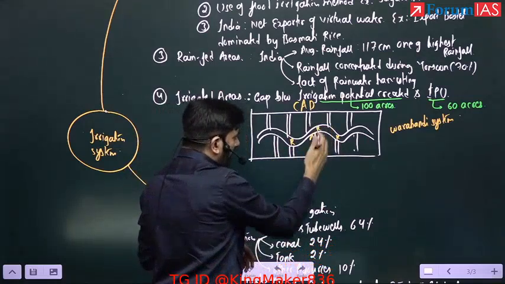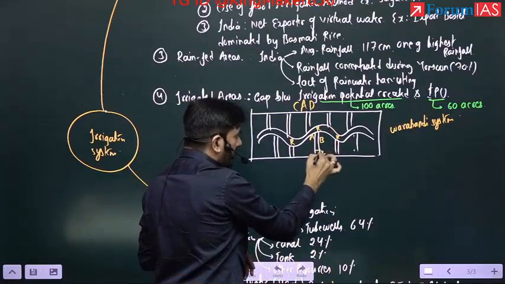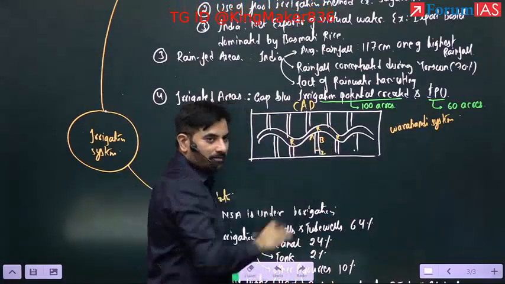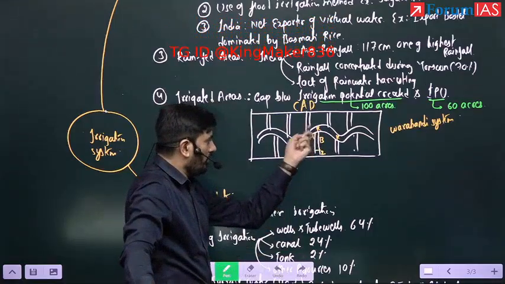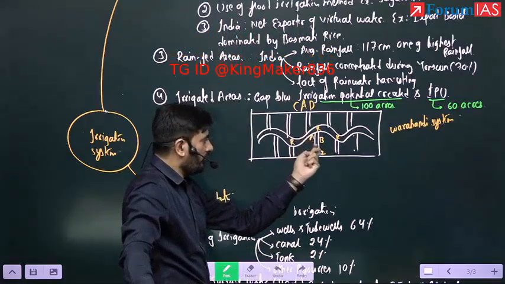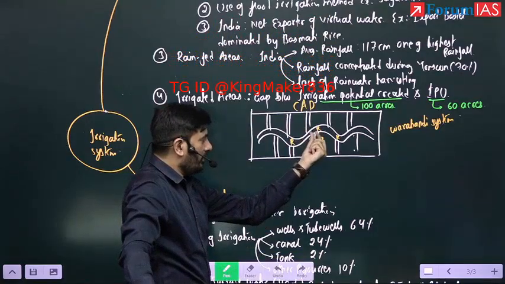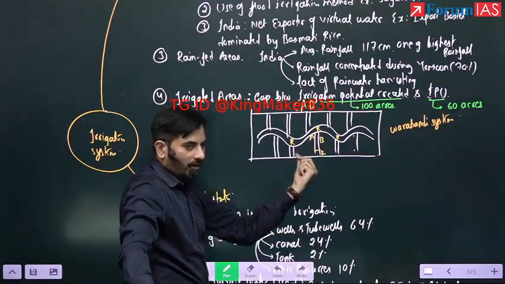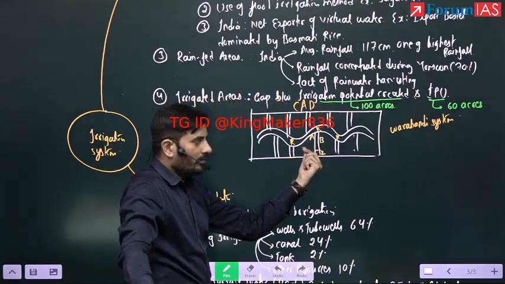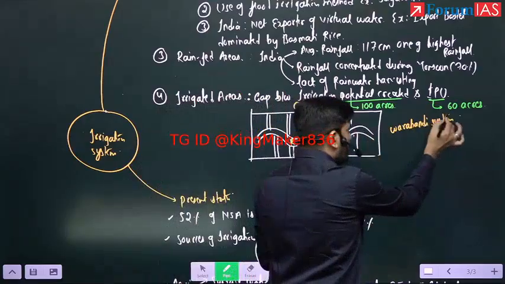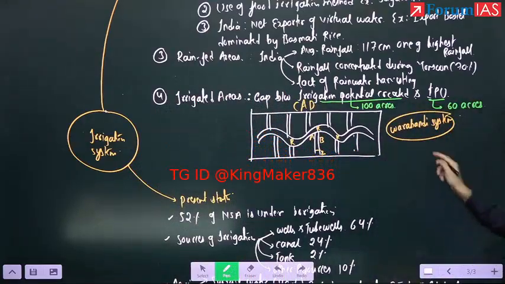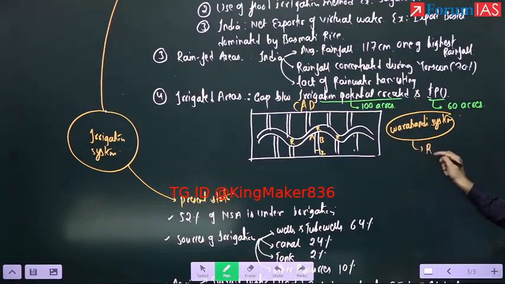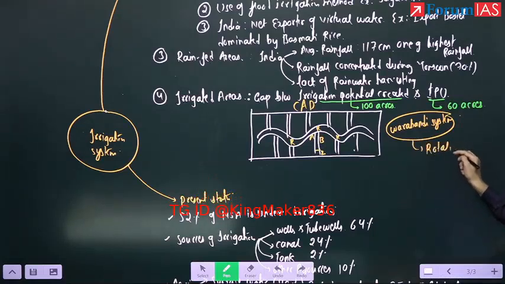So by the time the water reaches farmer Z, the canal is actually very empty. There's no water left in the canal. Because of more utilization of water in the upper part, less water will be available in the lower part of the canal. Now, to solve this problem, there is something called the Varabandi system. Varabandi system means everyone should have access to irrigation water through rotation.